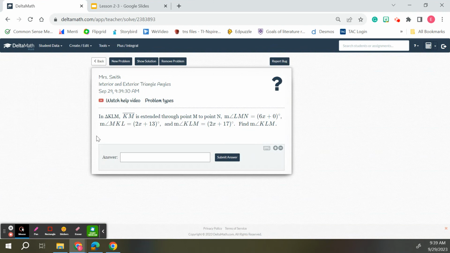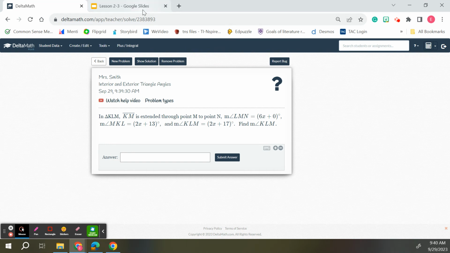Okay, so in triangle KLM, KM is extended through point M to point N. The measure of angle LMN is 6x plus 0 degrees. Weird that they put 0 there, but that's okay. The measure of MKL is equal to 2x plus 13, and the measure of KLM is 2x plus 17. Find the measure of KLM.